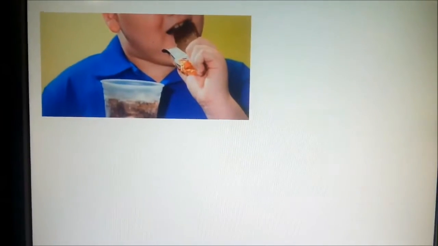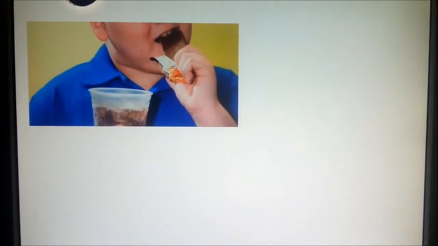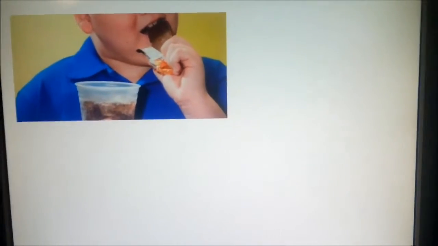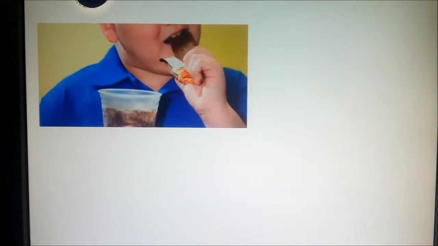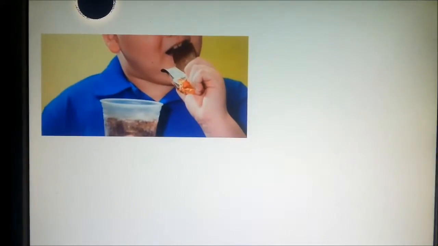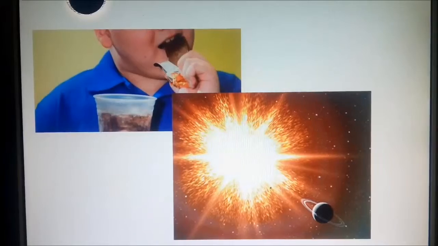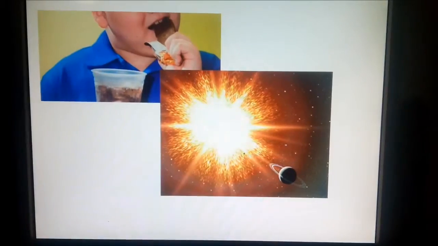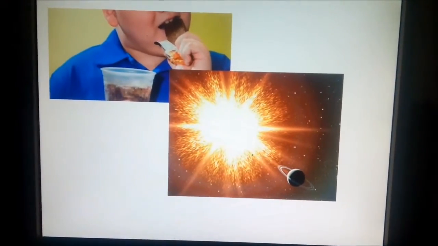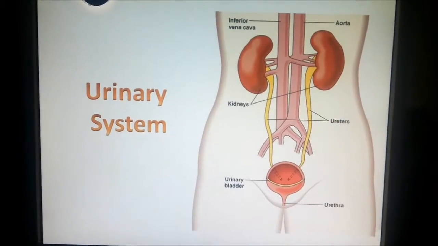Jim, you've damaged almost all the systems of your body by eating candies, drinking soda, drinking alcohol, smoking, and using drugs, why not? So, maybe you explode. But there is one solution that I can tell you. That solution is your urinary system.